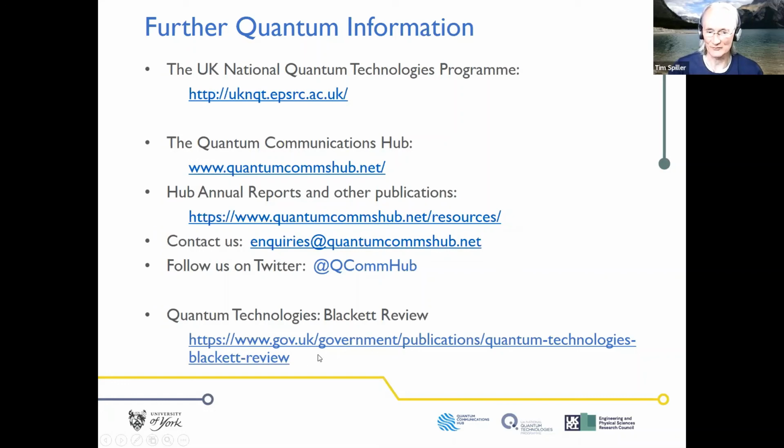This is probably still worth a read. It's the most recent government report on quantum technologies, so a number of us worked with the government chief scientist of the time, Mark Walport, a few years back to come up with a Blackett review on the whole of quantum technologies, again, not just quantum communications, but it was basically a statement of the government position on the various quantum technologies at the time, and it made various recommendations that we're now in the process of implementing. So that, I think, covers everything I want to cover.